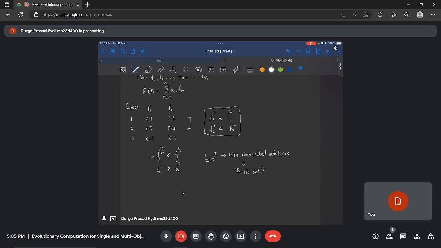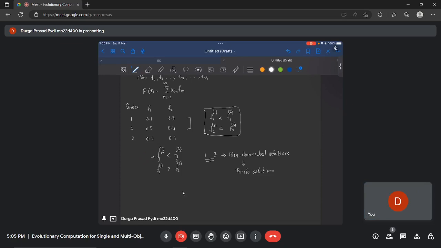What are the dash values? Sorry, I didn't get it. Which ones? F2 prime, F1 prime. No, they are not essentially primes. I'm saying these are the individuals. The first individual, the second individual. Maybe the notation might be confusing. Now I hope it is clear.